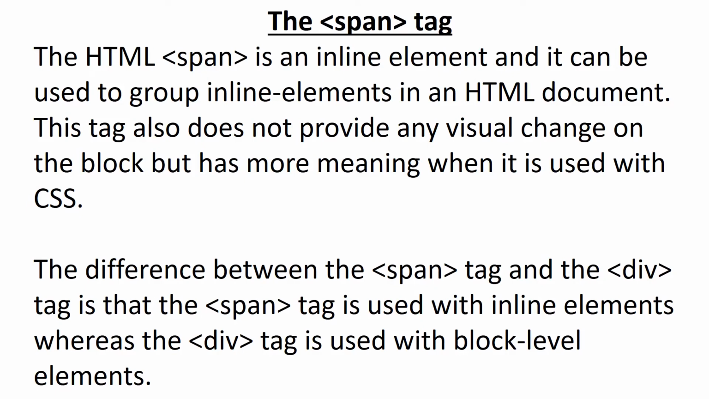The HTML span tag is an inline element and it can be used to group inline elements in an HTML document. This tag also does not provide any visual change on the block, but has more meaning when it is used with CSS. The difference between the span tag and the div tag is that the span tag is used with inline elements, whereas the div tag is used with block level elements.